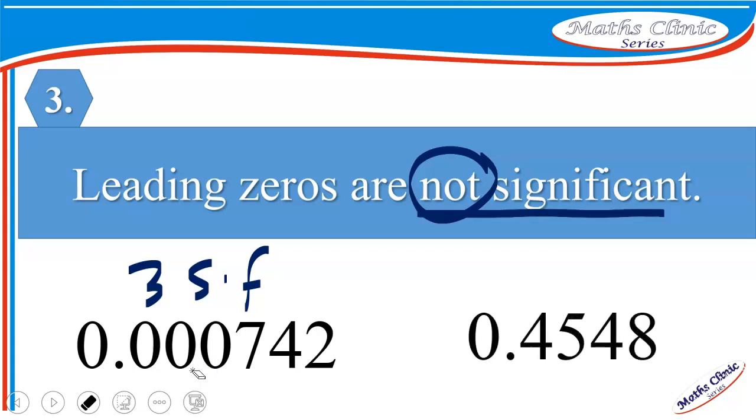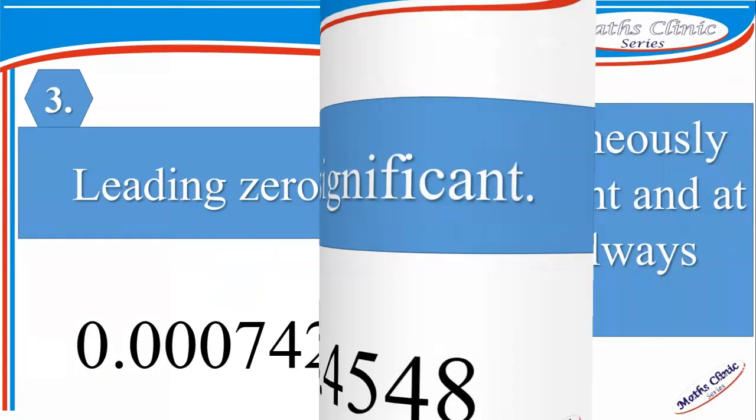Then look at this one. Here, how many significant figures do we have? We have 1, 2, 3, 4 significant figures, right? So let's take the next step.